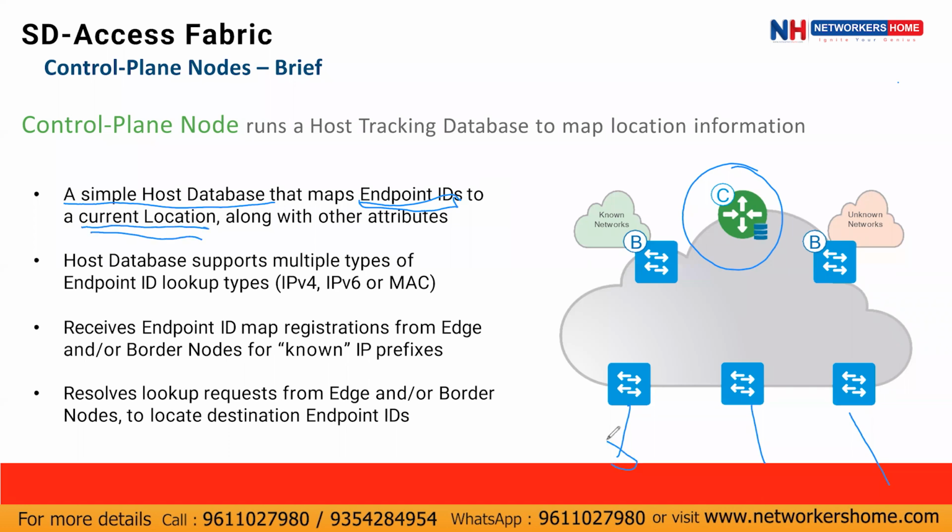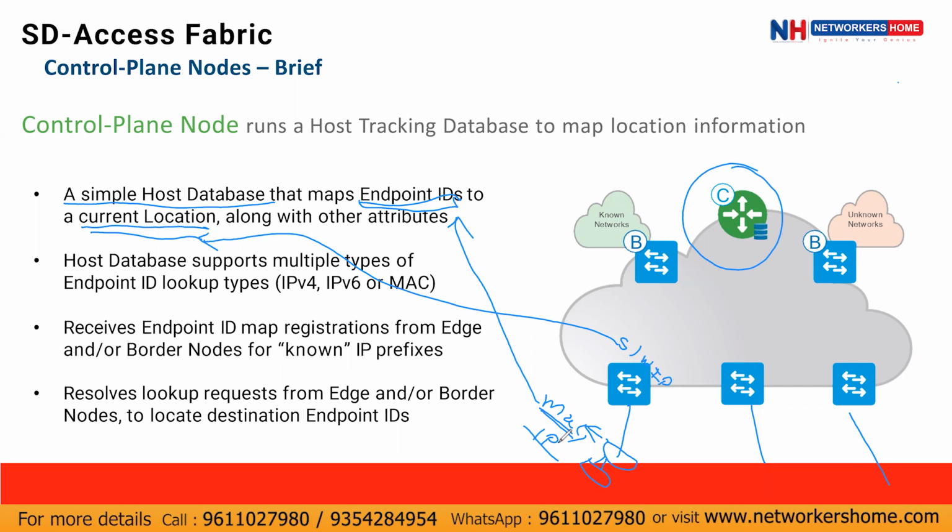Now, what is the location for this endpoint? So the MAC or the IP would be its endpoint ID, and this switch IP would be the current location of this specific endpoint connect. The host database supports multiple types of endpoint ID lookup types. So it will be either MAC or IP or even IPv6. All these types of lookup are supported on the control plane node.